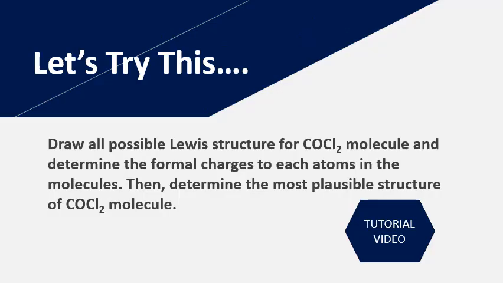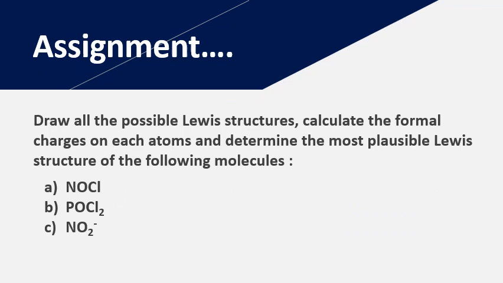Now, let's try this. Draw all the possible Lewis structures for the COCl2 molecule and determine the formal charge of each atom in the molecule. Then, determine the most plausible structure for the COCl2 molecule. And now, this is your assignment. Please complete this assignment for submission.